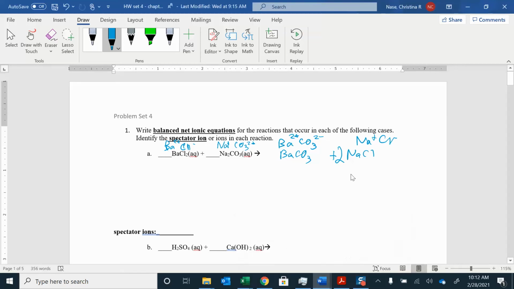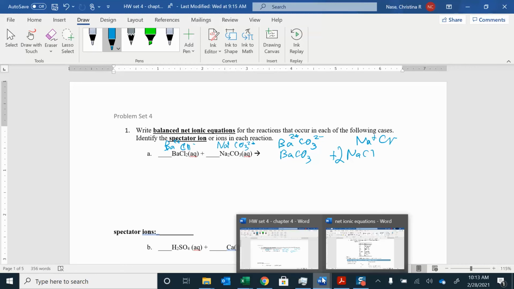And you'll know that you skipped that step if you get down and you start canceling things for the net ionic equation and you have like 1 sodium over here and 2 sodiums on the other side. Well, that doesn't make any sense, right? You have to have that balanced. So if you skip that part, you'll realize it later on, and then you can just go back and balance. Not a big deal.